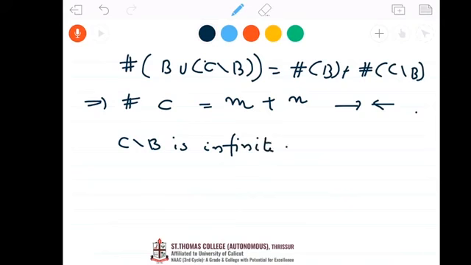I hope you understood the theorem. Go through the proof several times so that you will be more clear about the proof. Okay, so study well. All the best.